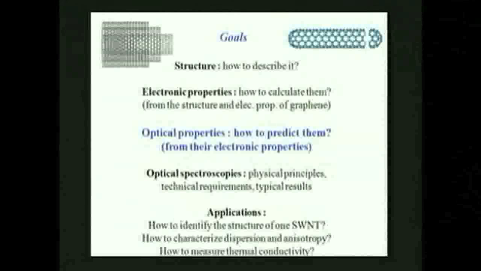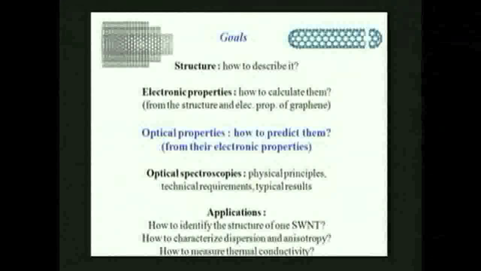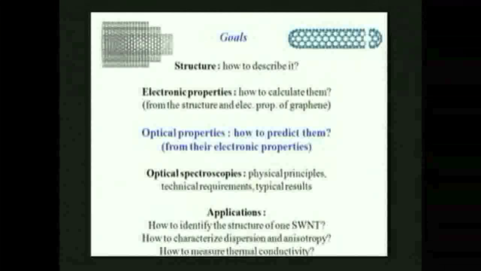So how, from optical measurements, we can describe the structure of nanotubes. How, from optical measurements, we can characterize the dispersion of the nanotubes in a composite or the orientation of the nanotubes in a matrix. If we have time, we can also show how, from Raman measurements, we can measure thermal conductivity. Thank you very much for your attention, and if you have any questions, I will be happy to try to answer.